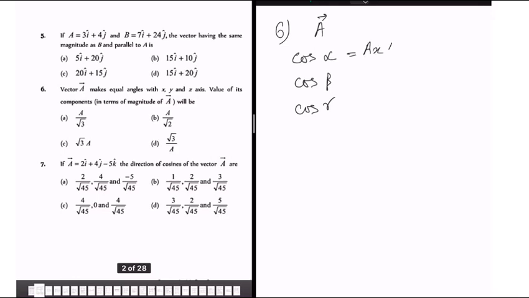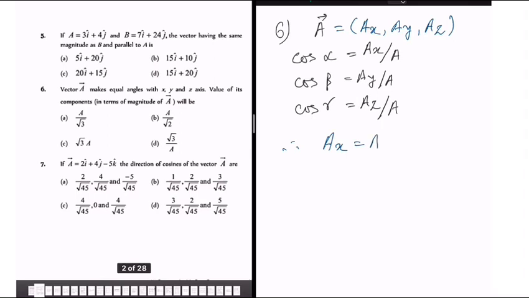Here you can say Ax upon A, Ay upon A, and Az upon A. Your vector A is Ax, Ay, Az. Alpha, beta, and gamma are the same. Therefore, you can write Ax is equal to A cos alpha, Ay is also A cos alpha, and Az is also A cos alpha. Why so? Because alpha is equal to beta is equal to gamma.